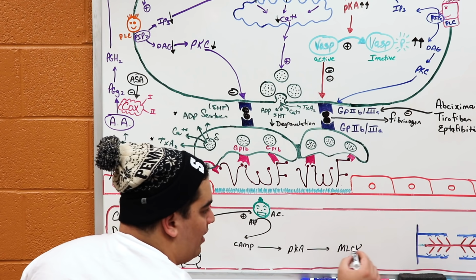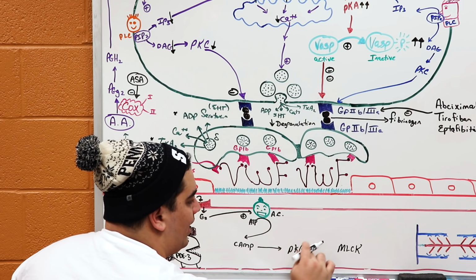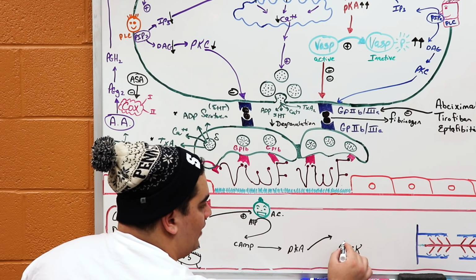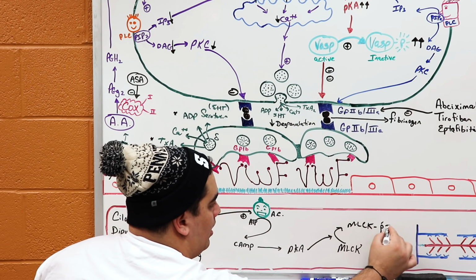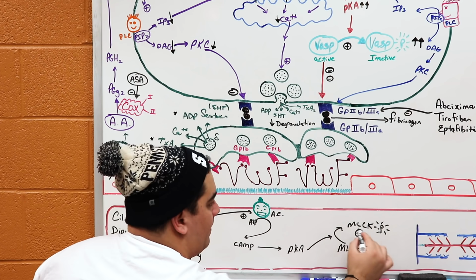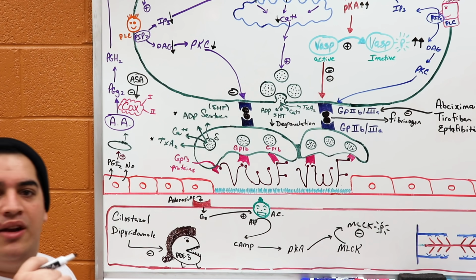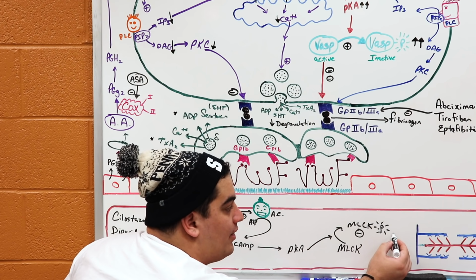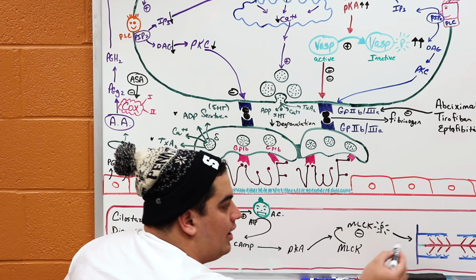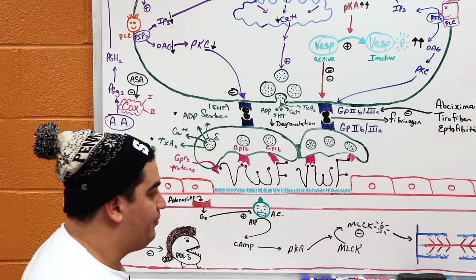Protein kinase A then acts on what's called myosin light chain kinase. And what's interesting is that whenever you take myosin light chain kinase and phosphorylate it, it's actually inhibited. So in the phosphorylated form, it's inhibited. And so it's actually not going to be able to do what? It's not going to be able to cause smooth muscle contraction.